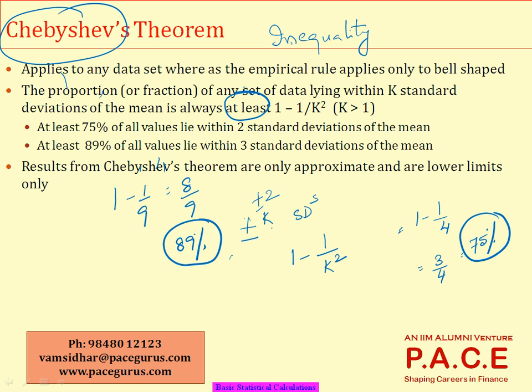But the rule is valid, the formula is valid only if we are talking of more than 1 standard deviation from the mean. If the value of k is 1 or less than 1, this formula will not be applicable.